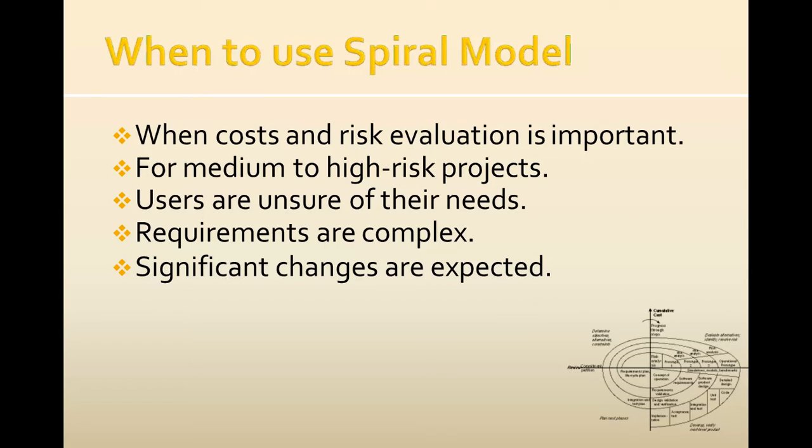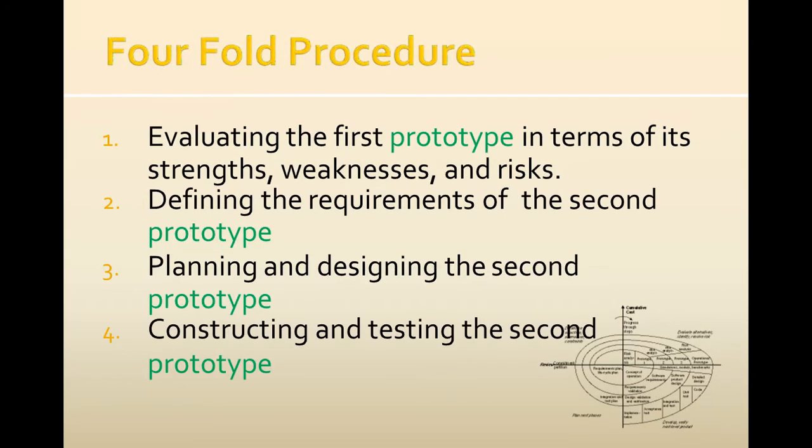Then significant changes are expected. So in this model you can change things, and further you can modify them. Okay, so due to these reasons the spiral model will be preferred by the developers. So here the next is the four-fold procedure. It is basically a fold, because as I told you, these are the four quadrants, four parts, so here he used the word four-fold procedure.